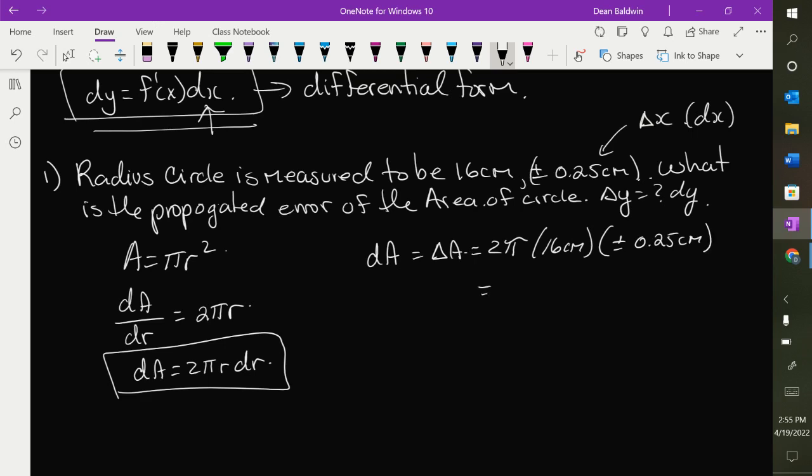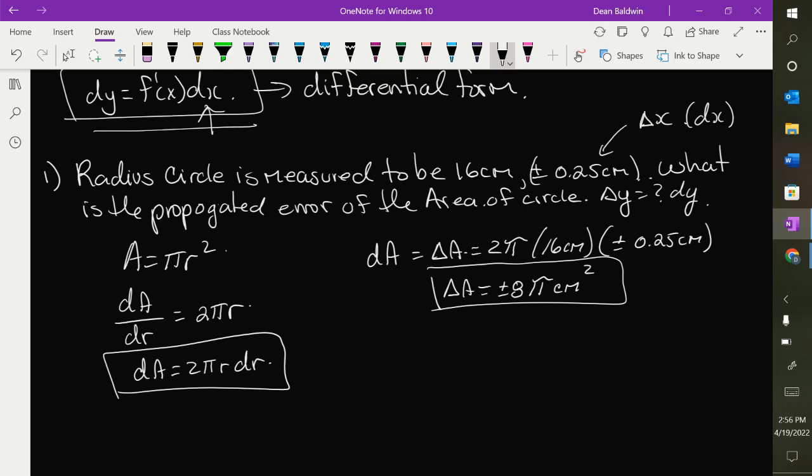If you multiply that all out, you end up with 8 pi centimeters squared, and it's plus or minus. That is your dA. That is the propagated error of the area. So if you're off by 0.25 centimeters in measuring your radius, your area will be off by plus or minus 8 pi centimeters squared.